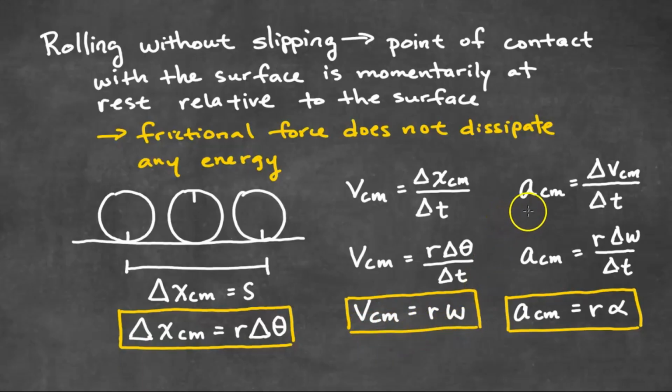Next, we're going to look at acceleration. And by definition, acceleration is change in velocity over change in time. We're going to substitute the equation that we got for the change in velocity, and we get that the acceleration of the center of mass is equal to r delta omega over delta t. Delta omega over delta t is, by definition, the angular acceleration, alpha. So the acceleration of the center of mass is equal to r times the angular acceleration.